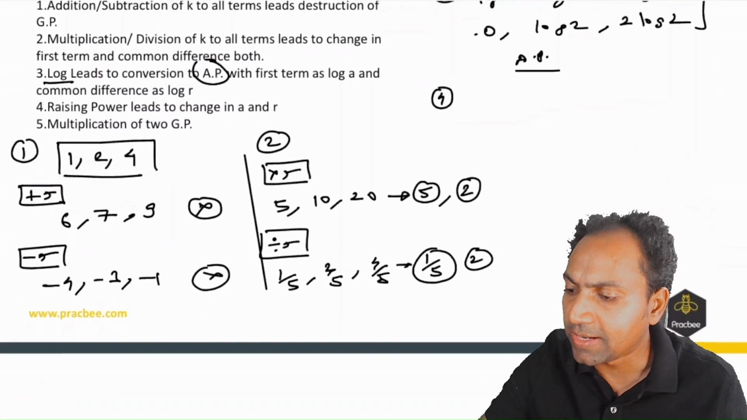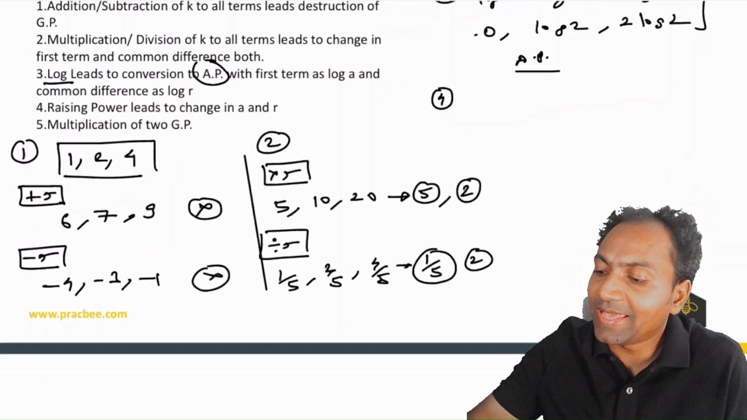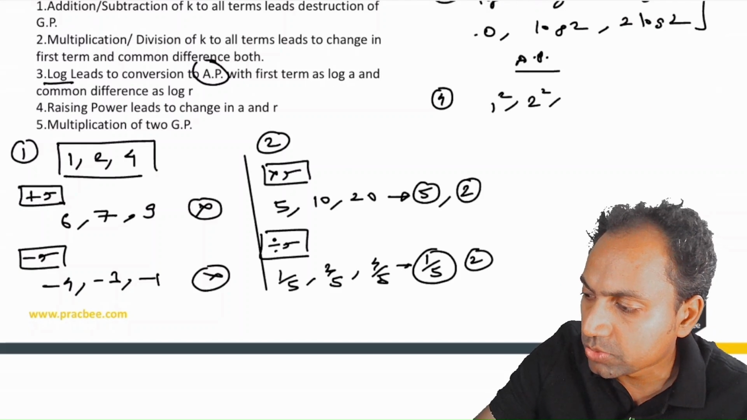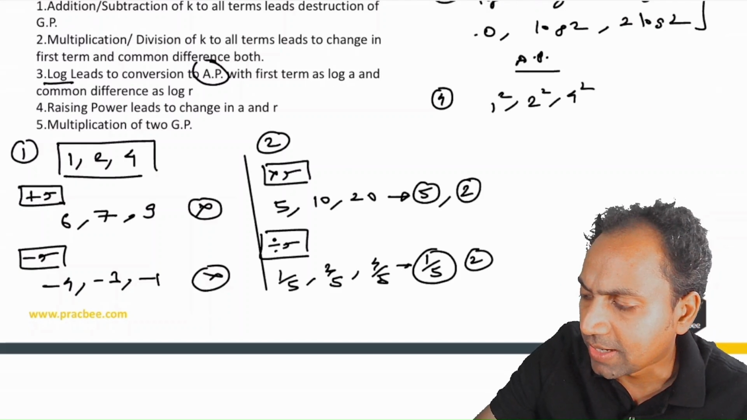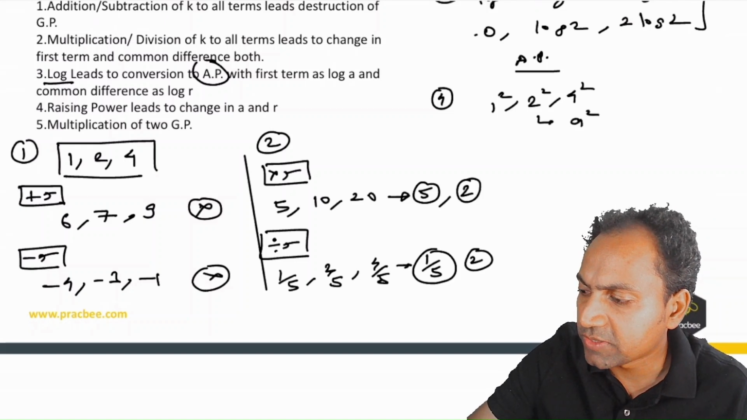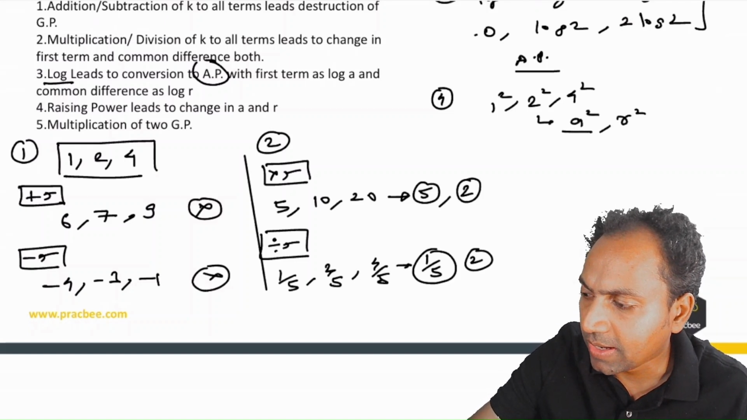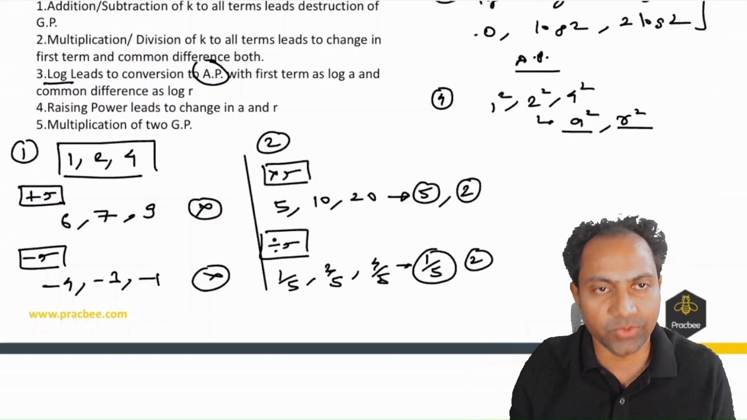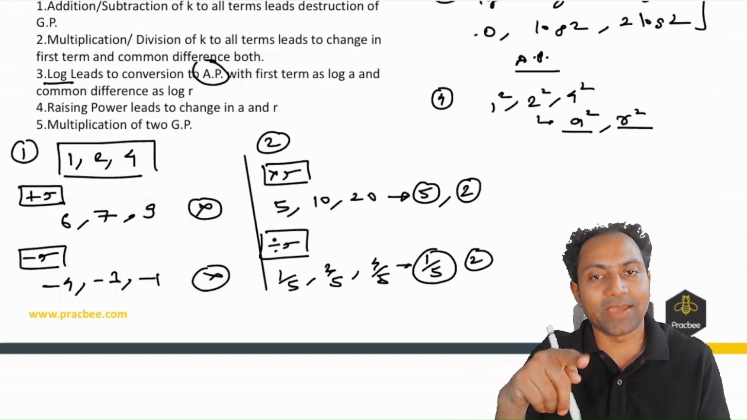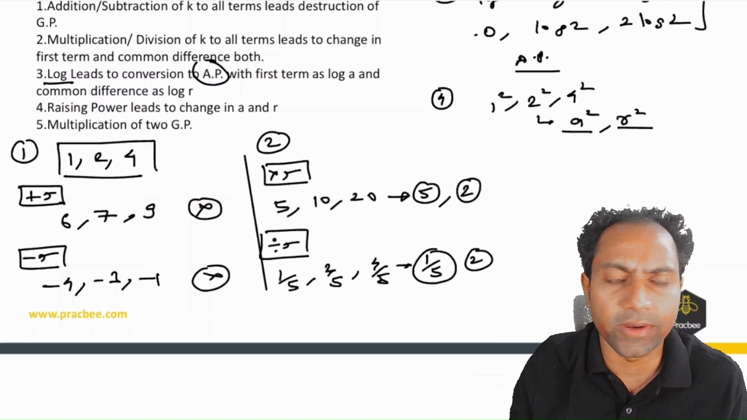The fourth property goes ahead and says that if I raise the numbers to a power, so if I do 1 square, 2 square, 4 square, now you can see that the first term becomes A square and the common ratio also becomes R square. So whatever power you are going to raise, the same power will also be taken by A and R. This is a very important idea.